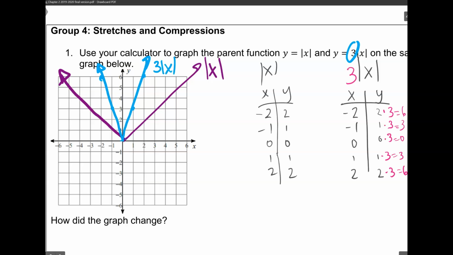So at this point right here, it used to be a y value of 1. Multiply by 3, I get 3. Here, this has a y value of 2. Multiply by 3, I get 6. So this 3 in front is multiplying the parent function by 3. It's stretching it by a factor of 3, yes.